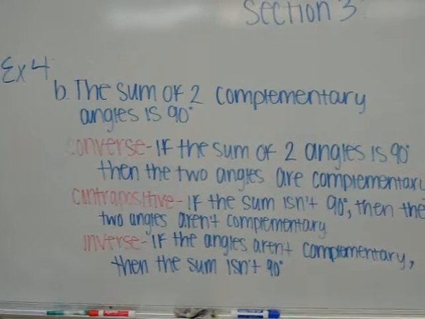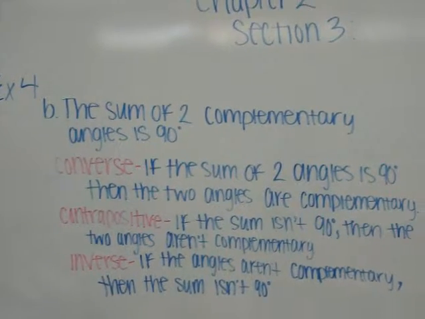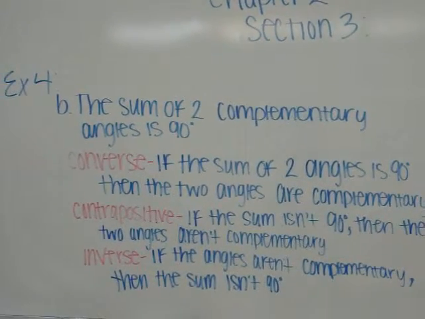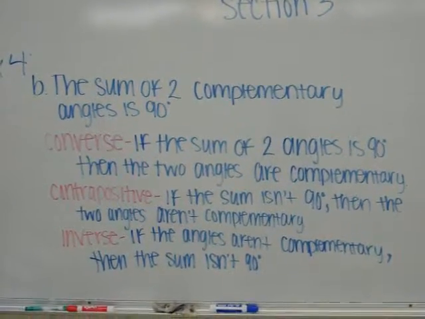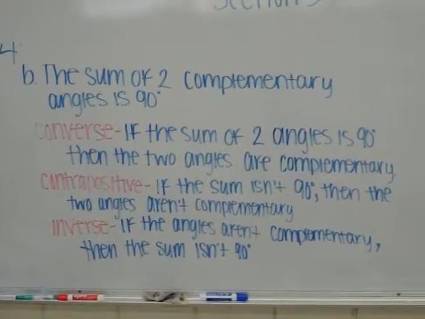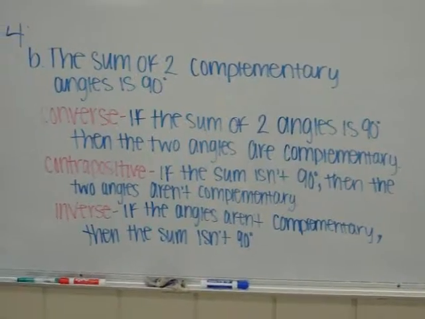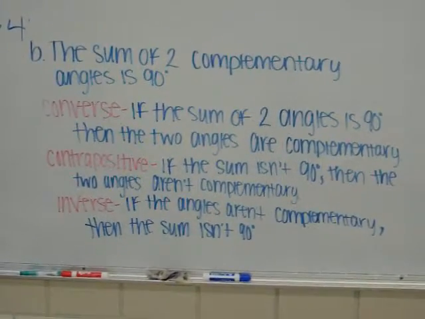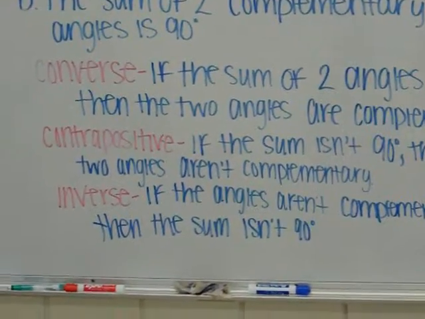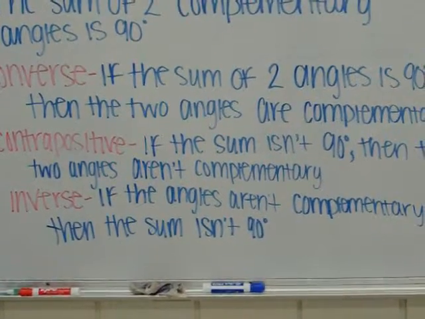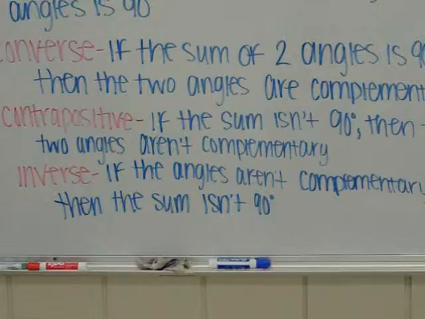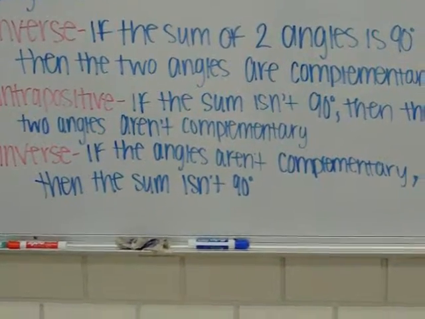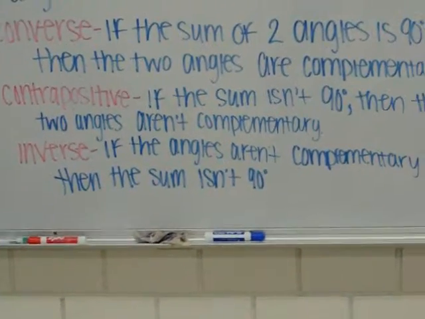Example 4b. The sum of two complementary angles is 90 degrees. The converse, if the sum of two angles is 90 degrees, then the two angles are complementary. And that is false. The contrapositive, if the angles aren't complementary, then the sum isn't 90 degrees. True. Inverse, if the angles aren't complementary, then the sum isn't 90 degrees. False.